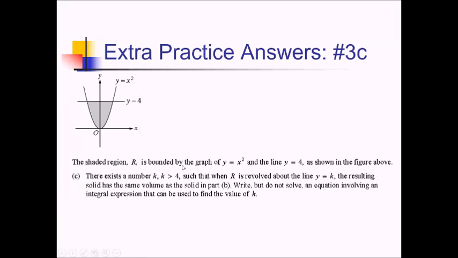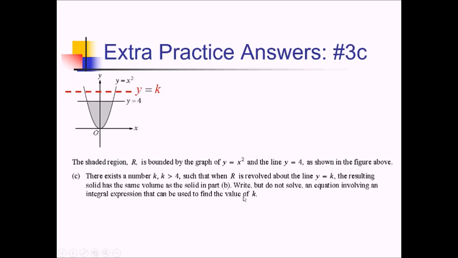On this problem, we're told that there exists a number k, which is greater than 4, such that when R is revolved around the line y equals k, so this is a horizontal line that is up here somewhere, the resulting solid has the same volume as the solid in part B. Okay, if they say so, we'll take their word for it, I guess. Right, but do not solve an equation involving an integral expression that can be used to find the value of k.